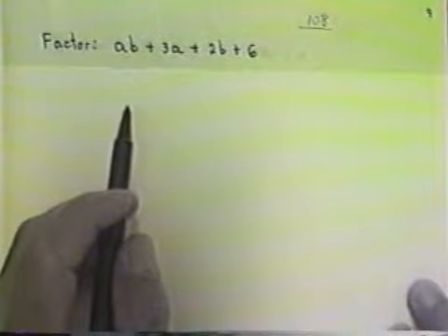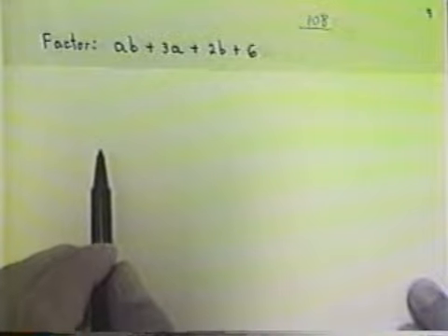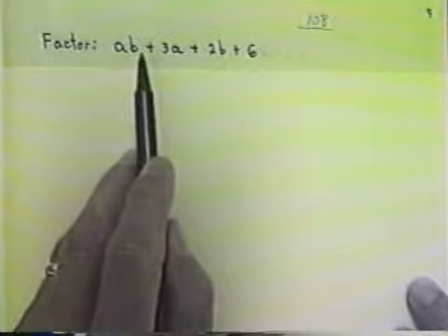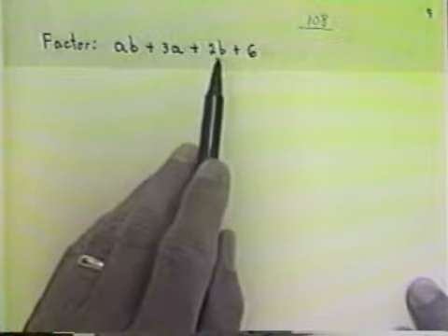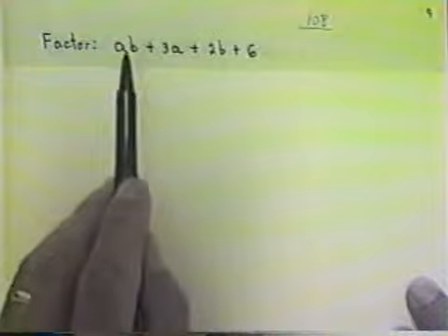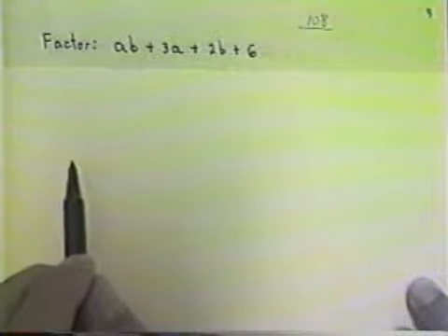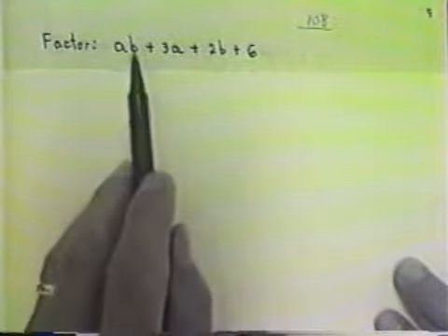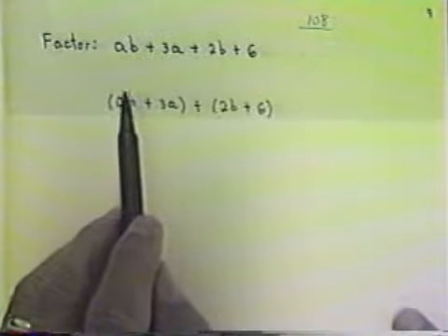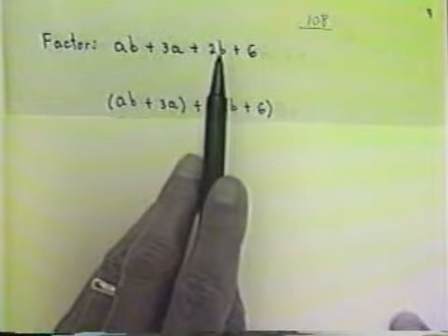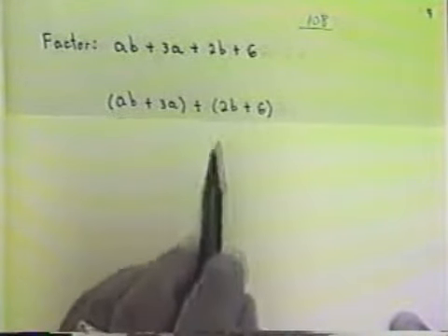In some cases, I do not have a common factor at all, but I can create a common binomial factor. Let's look at this example: ab plus 3a plus 2b plus 6. I have nothing common to all four terms. However, if I group them by pairs, I have ab plus 3a grouped, and I have 2b plus 6 grouped.